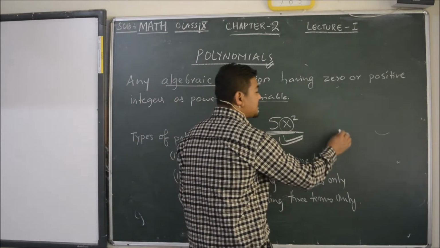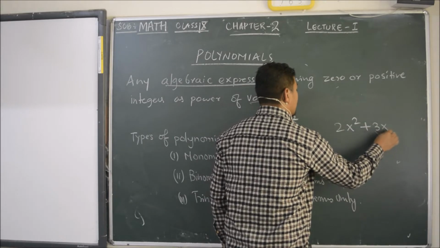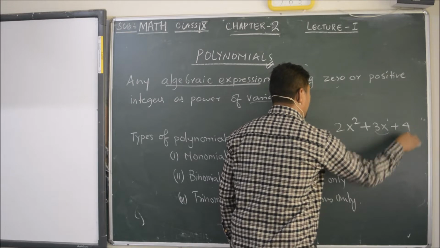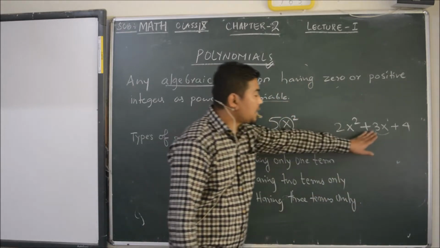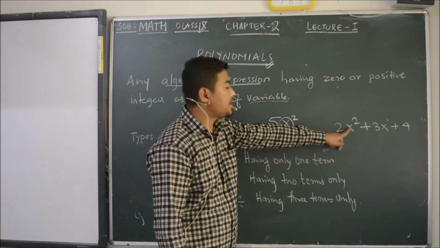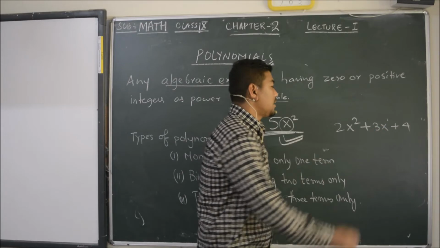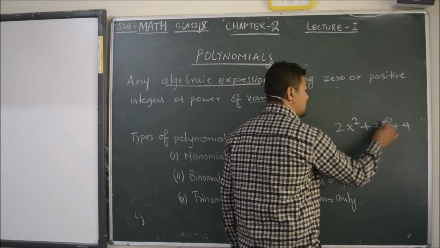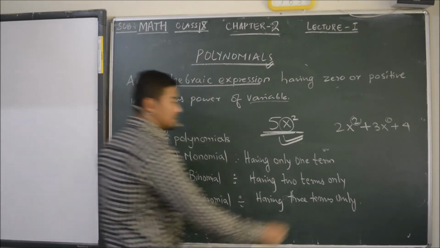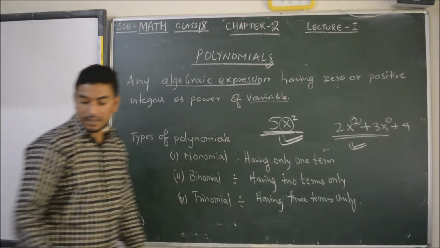Let us take another example also: 2x square plus 3x power 1 plus 4. Now here we have the variable repeating two times. Here x to the power 2, here x to the power 1. If you see, the powers 1 and 2 are both positive integers. So this algebraic expression is also a polynomial.